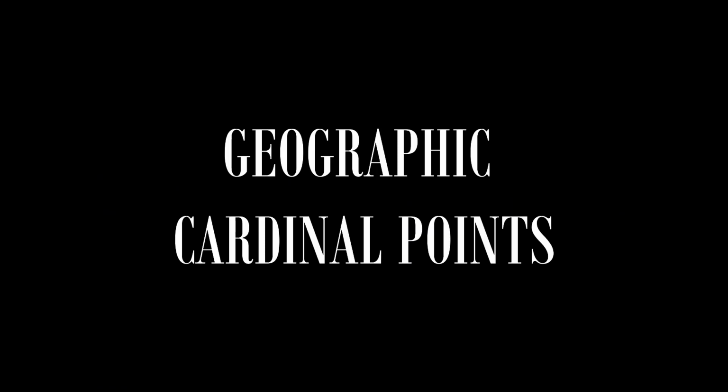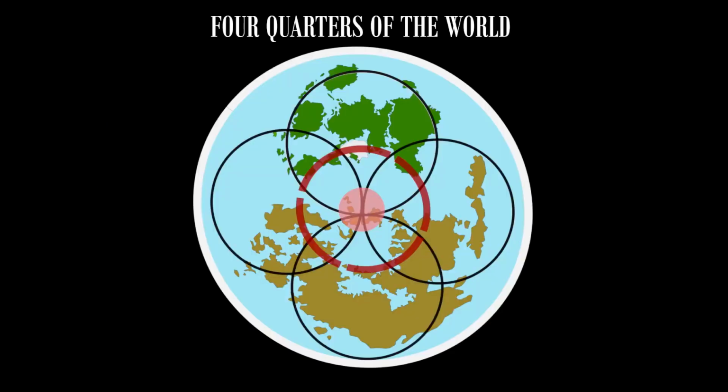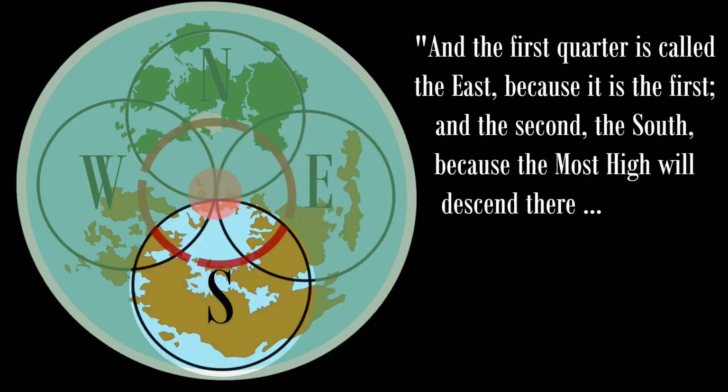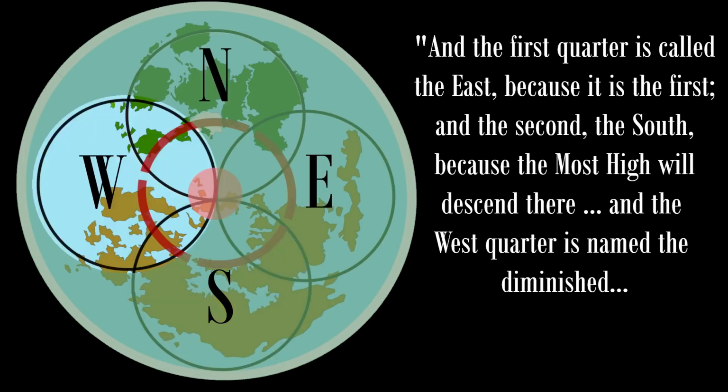And what do the scriptures have to say about this? It's right there in Enoch's reference to the 4 quarters of the world. Our magnetic field, according to Enoch, lies in the geographic north of the greater realm. And the first quarter is called the east, because it is the first. And the second, the south, because the Most High will descend there. And the west quarter is named the diminished.